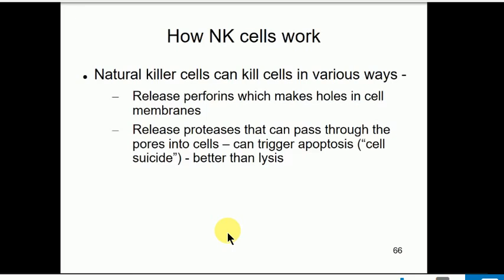Now, the natural killer cells themselves have got a whole range of different things that they can unleash. They can produce these proteins called perforins, which go into cell membranes and make holes in them. And they can also produce proteases, which can pass into those cells, and the proteases can trigger apoptosis. And apoptosis, most of you probably know about this, is a process of programmed cell suicide.